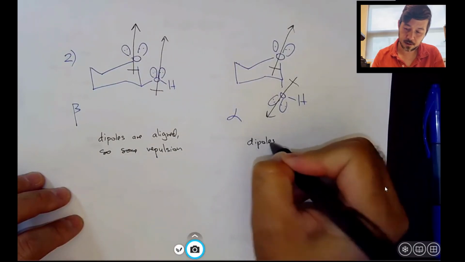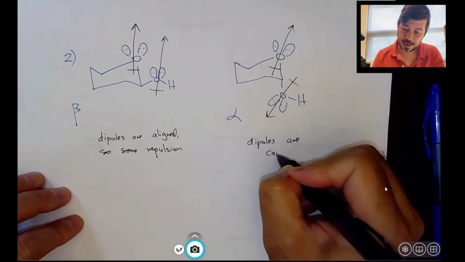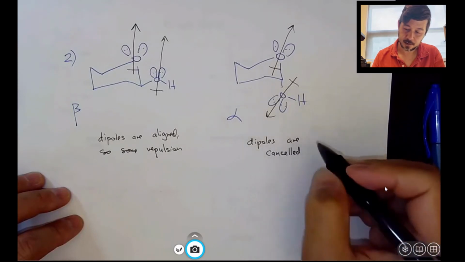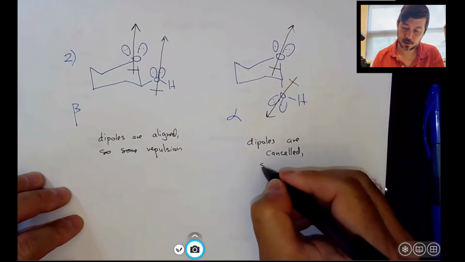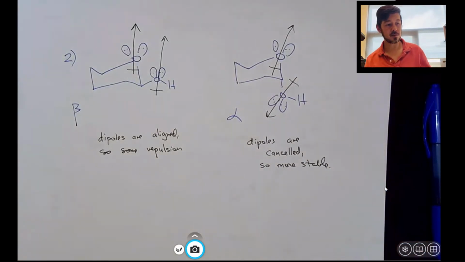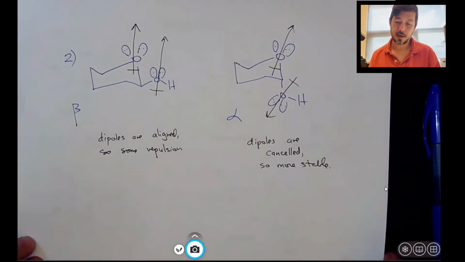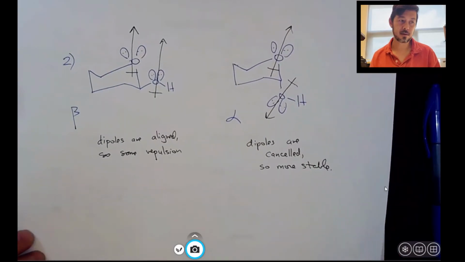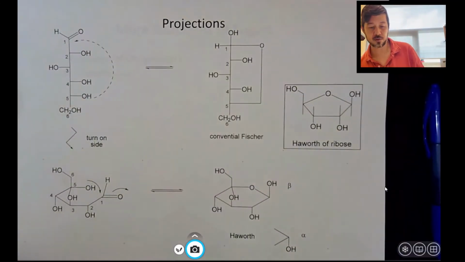Dipoles here are canceled in some ways, right? They're opposing, so more stable. Okay, so those are some interesting features of the anomeric effect with respect to anomers and stereochemistry.